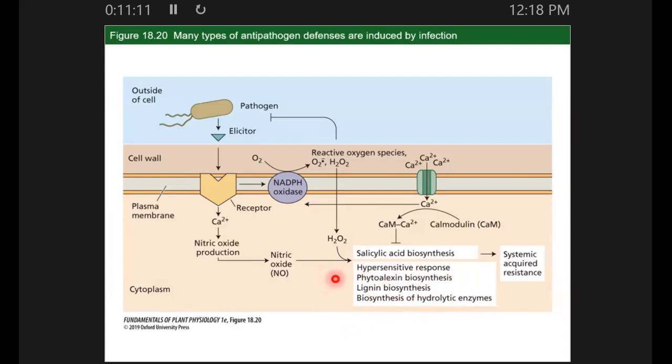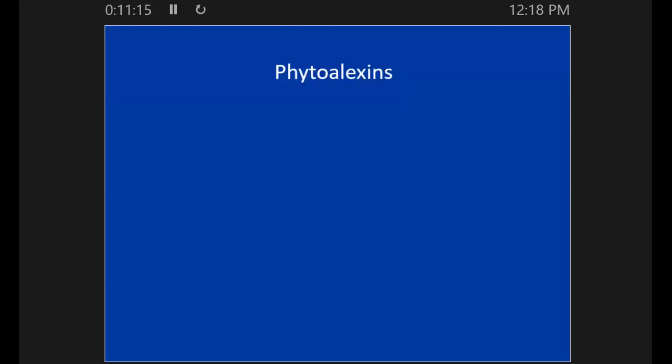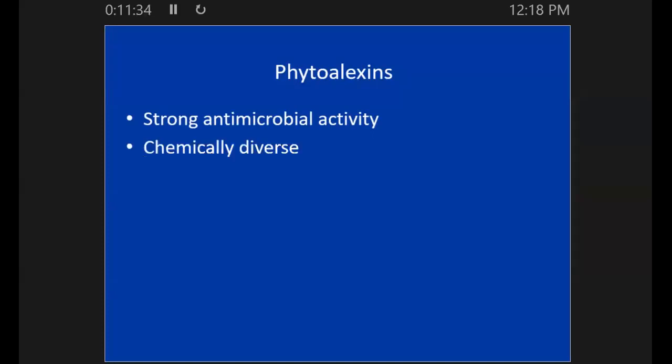Phytoalexins is on the list here as well. So phytoalexins are made in response to microbes that are attacking the plant. And it's a very rapid and very effective response. All the chemicals that the plant makes, when they test those in the lab, tend to have really good, strong antimicrobial activity.